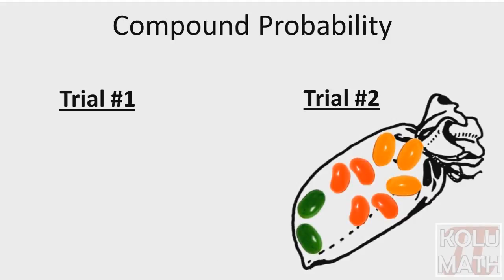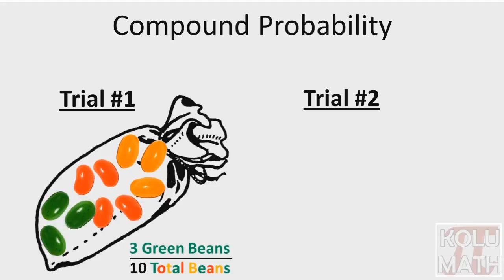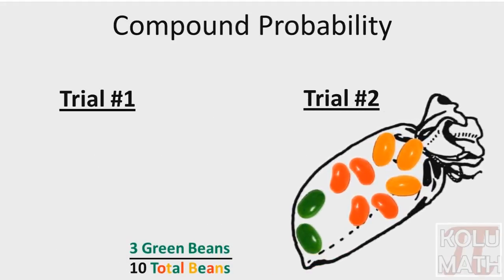And now the situation has changed. If you can tell, there's only 2 green jelly beans now, and we have a total of 9 jelly beans. So our fraction is going to change. The situation has changed there in our 2 different trials. So in our first trial, we have the full bag with 10 beans and 3 green ones. But after we remove one of those beans, we'll only have 2 green beans and a total of 9.